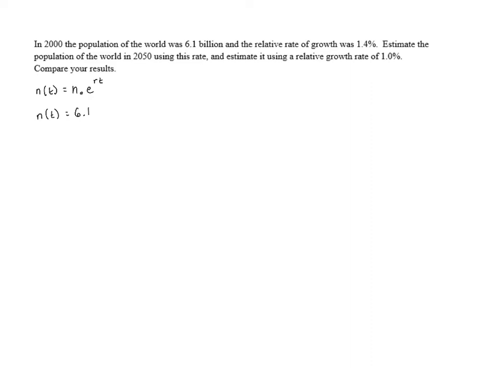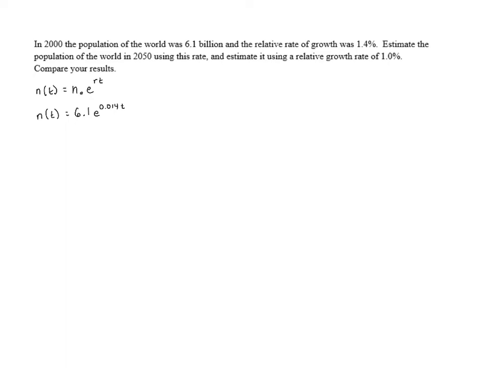So I'm just going to write 6.1 times e to the rt, and we know that the relative growth rate was 1.4%, which is 0.014. So then our function becomes 6.1 times e to the 0.014t, where t is measured in years since 2000, and the population is measured in billions.